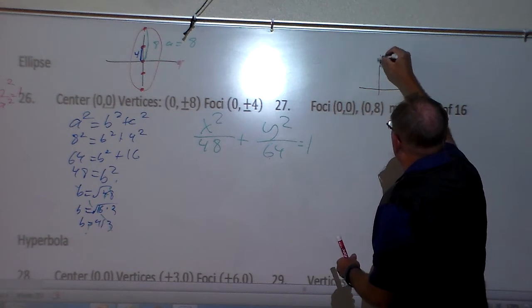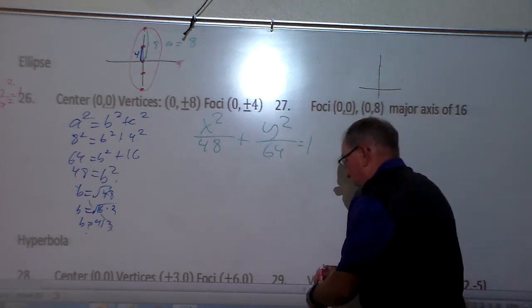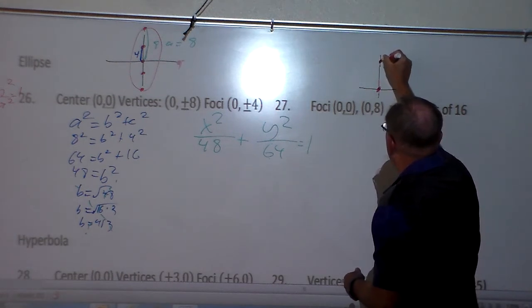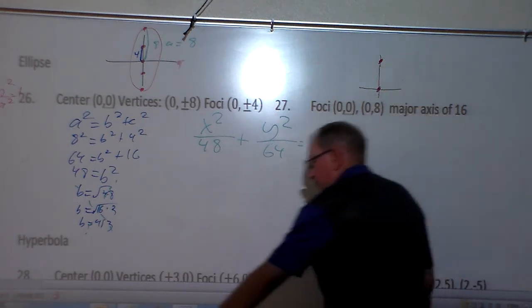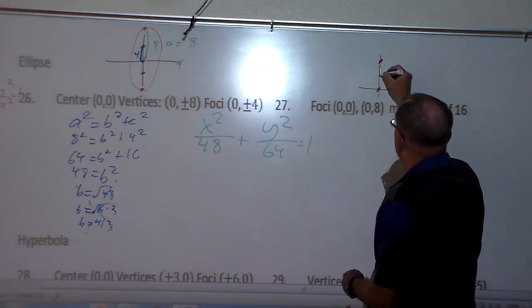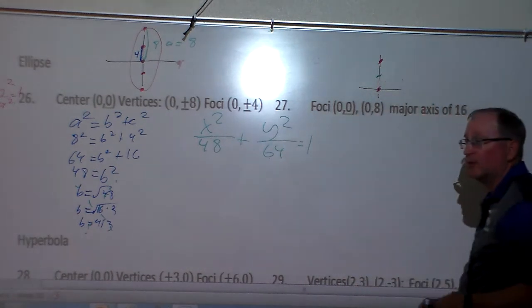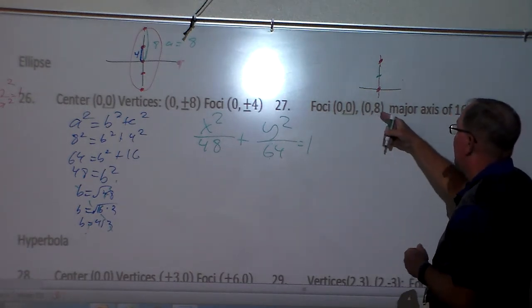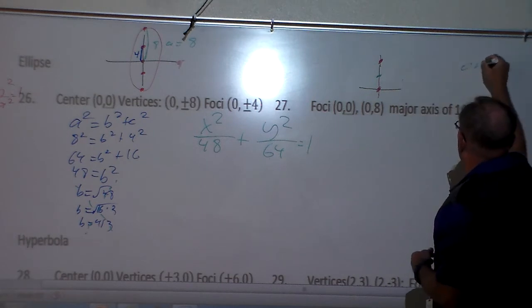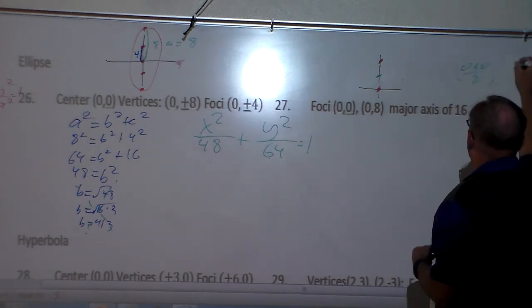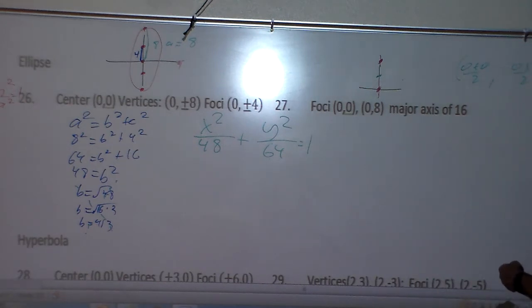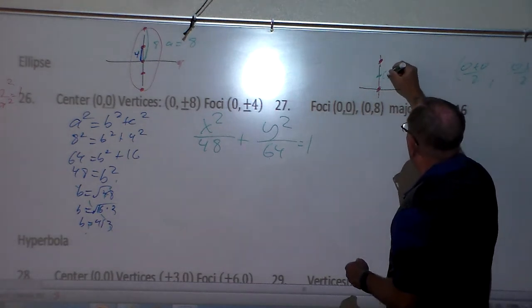Here's what we know. Foci are at 0, 0 and 0, 8. So I know the center is halfway between them. There's the center. It's the midpoint. Technically, you take the numbers, add them together, and divide by 2: 0 plus 8 divided by 2. But I can look at that and tell it's going to be 0 for x. That one, 8 over 2, is 4. This point here is 0, 4.